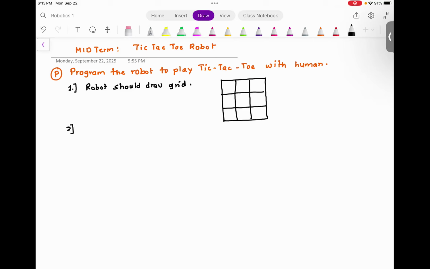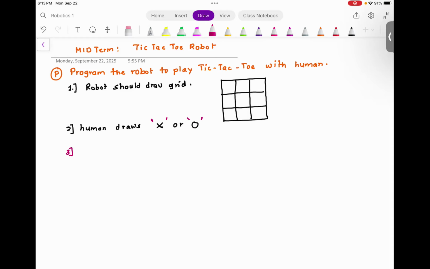Second, then you should play with the human operator, which means the human operator draws crosses or zeros. So you don't know whether someone is going to draw a cross or a zero. Then third, here the human goes first. So human goes first.